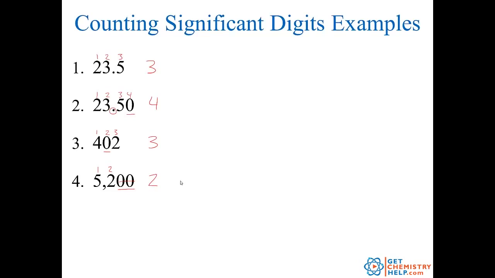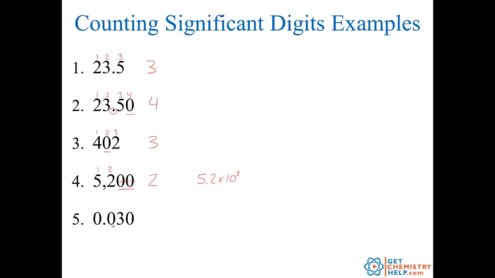And again, as I alluded to earlier, in our lesson on scientific notation, we'll see why this is, because this number could have been written another way. We could have written it as 5.2 times 10 to the third, and then we clearly see that these zeros on the end, again, are just placeholders.